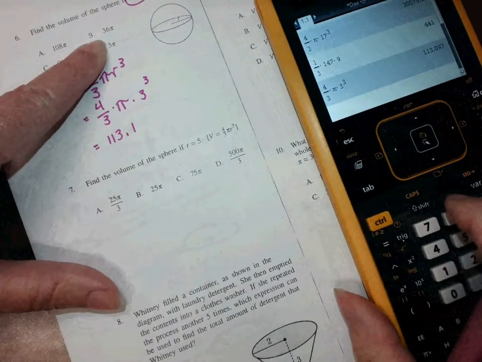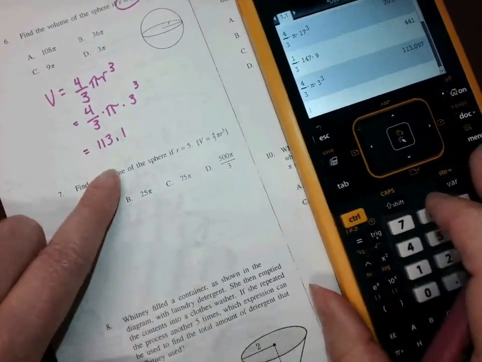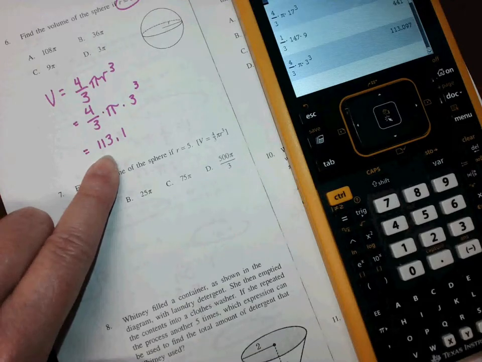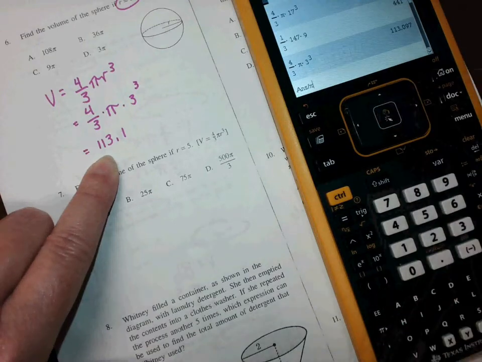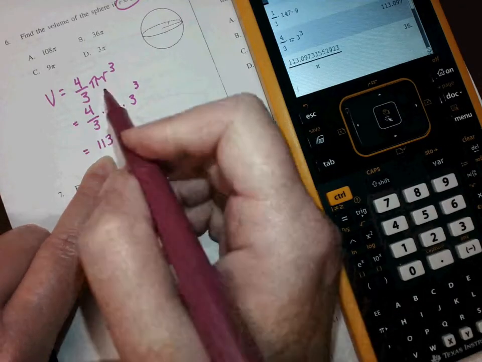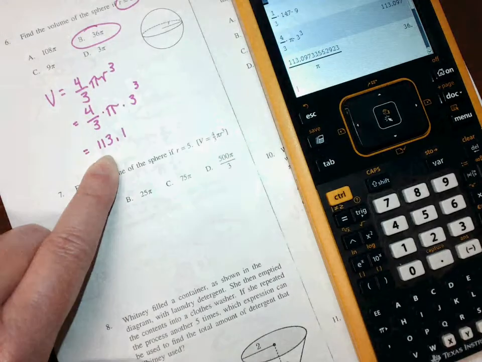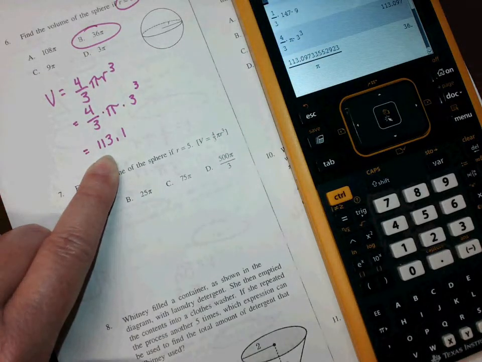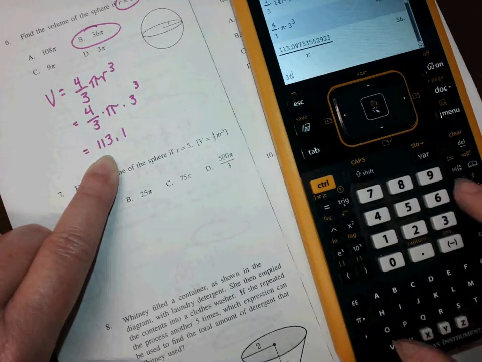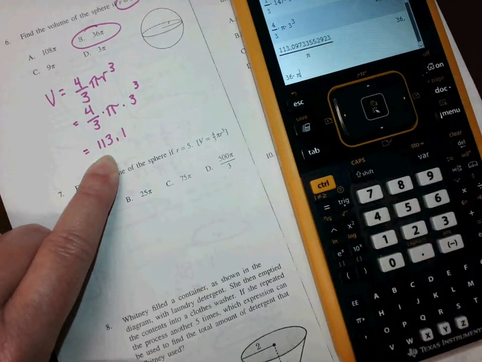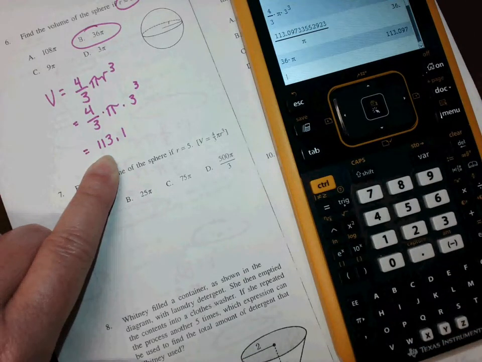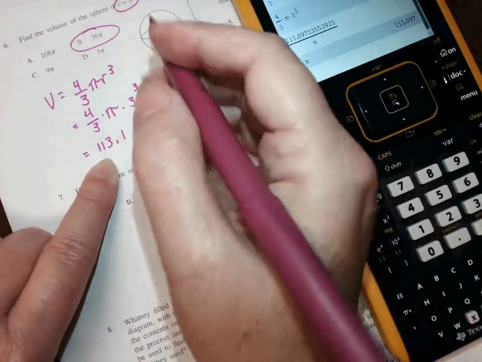But look at this. They did not multiply pi out in the answer choices. That's okay. All I got to do is take my answer and divide it by pi and see what I get. Divided by pi. And I get 36 pi. And if you want to check yourself, 36 times pi is 113.1.